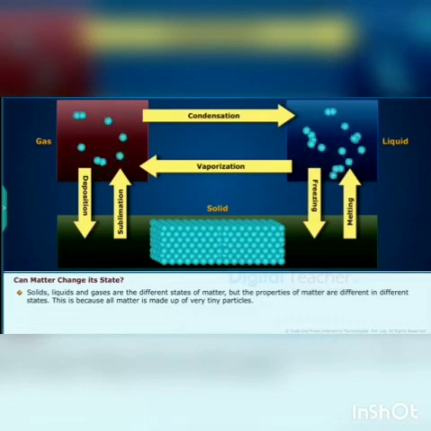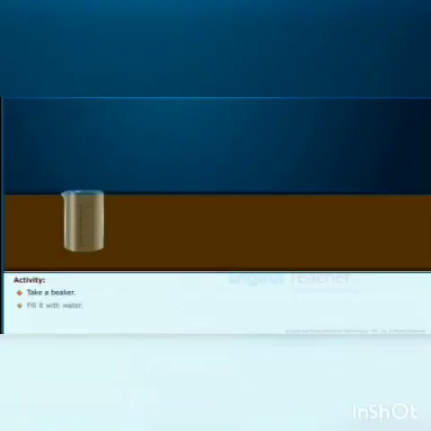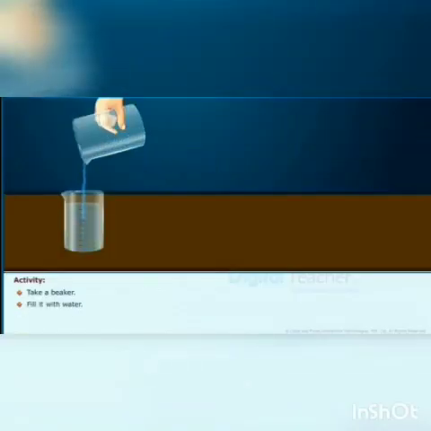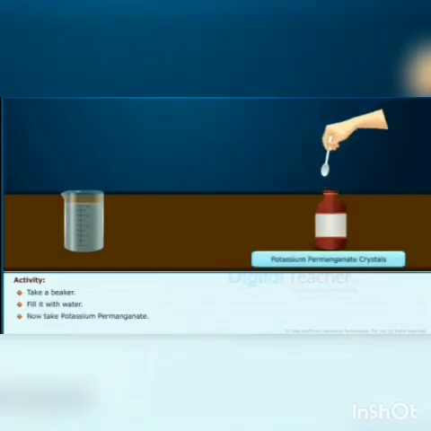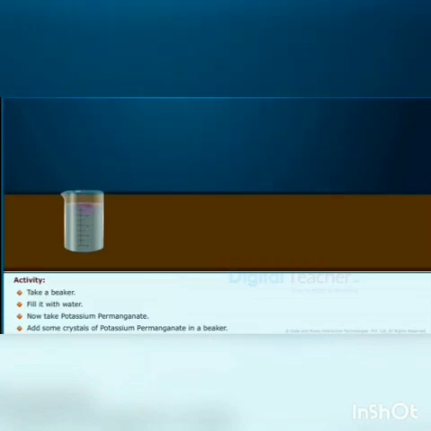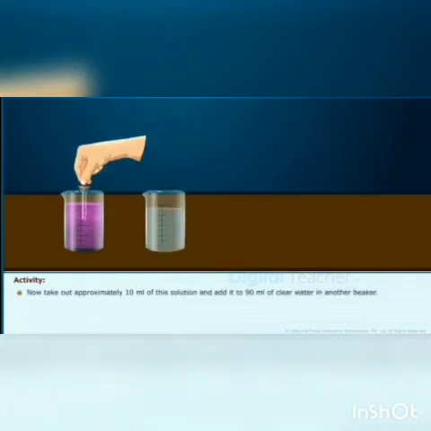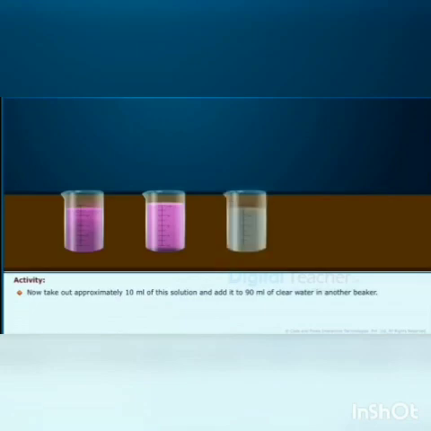How small are the particles of matter? Let us understand with an activity. Take a beaker, fill it with water. Now take potassium permanganate. Add some crystals of potassium permanganate in a beaker. Now take out approximately 10 ml of this solution and add it to 90 ml of clear water in another beaker.